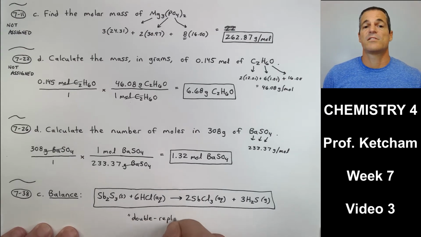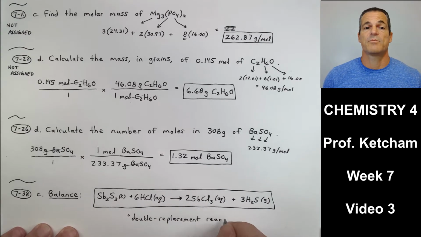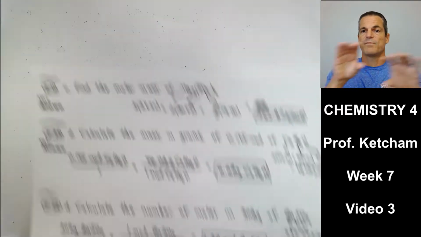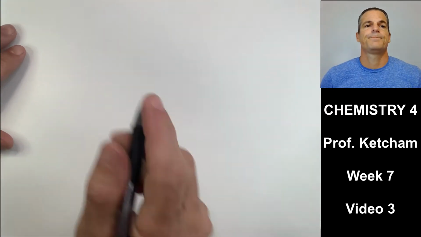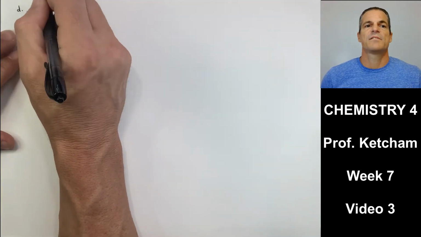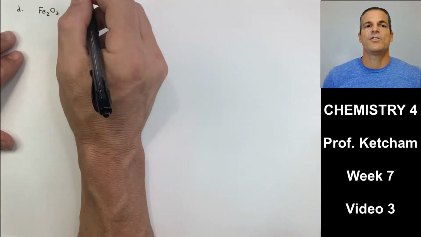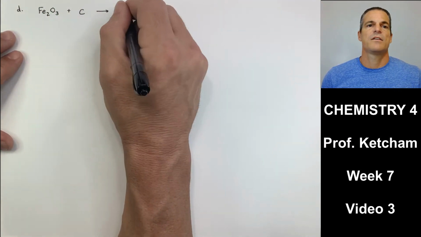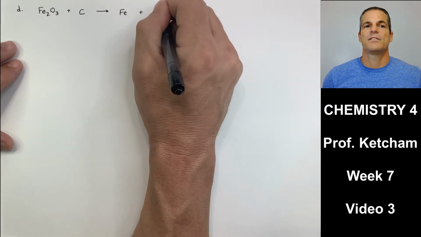Okay, so this is a double replacement reaction, right? The Sb and the H flip-flop and take the other anion. So D from the same problem says Fe2O3 plus C yields Fe plus CO.